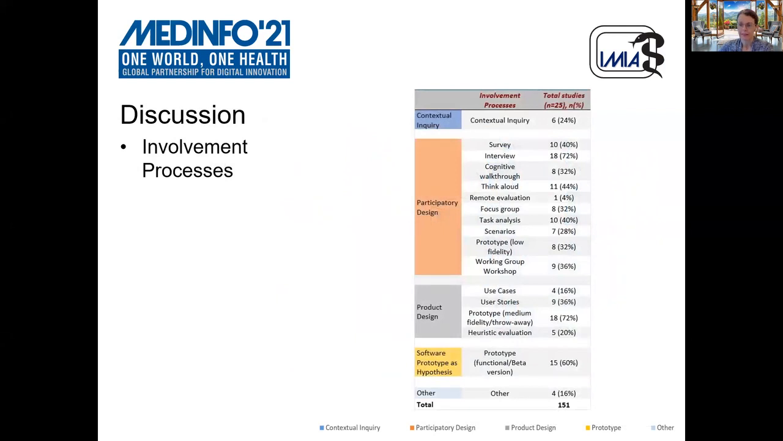And while we found inconsistency in the involvement processes among the studies, over 70% included interviews and prototyping, and others included a range of processes such as cognitive walkthroughs, think aloud sessions, scenarios, focus groups. And only 20% of the studies utilized contextual inquiry and use cases.